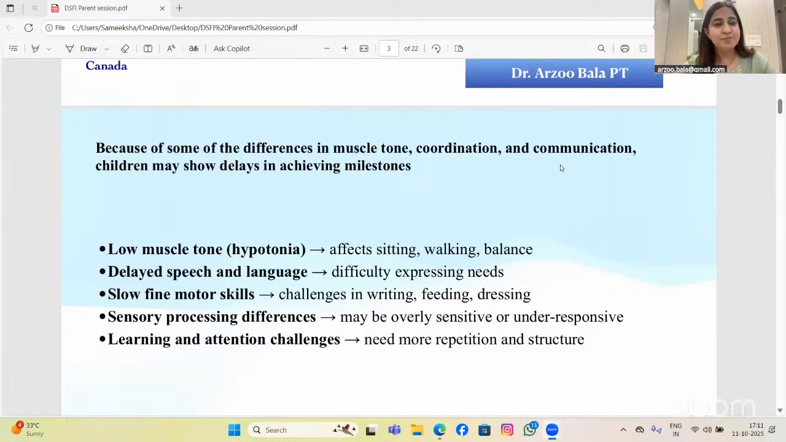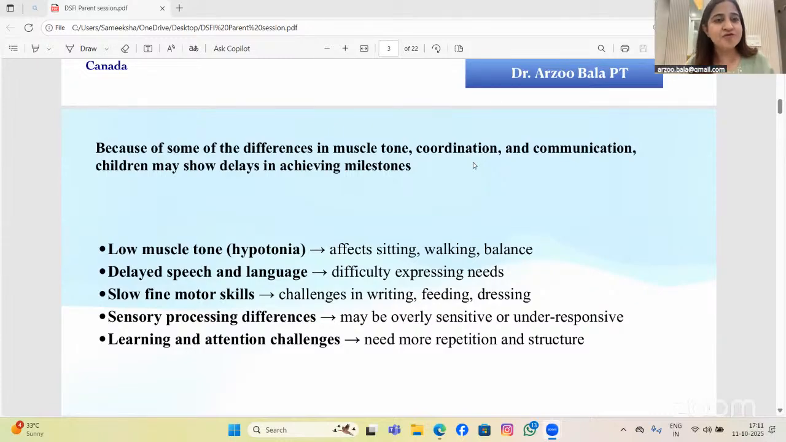A very important thing which I wanted to mention is sensory processing differences, because many times we are talking about low muscle tone and motor delay, but with children with DS, we are also seeing sensory processing differences, where the child has sensory issues which could be oversensitive or undersensitive, which affects the overall interaction with the environment. I will give examples later of what those differences could be. And yes, learning and attention challenges. Practice, repetition, and structure help a lot.